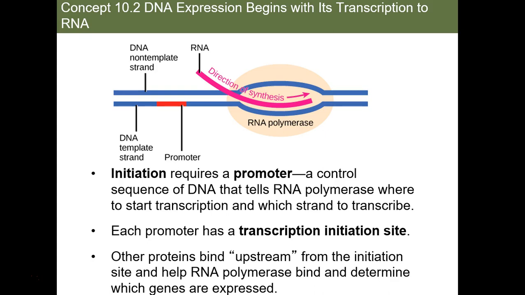Initiation is the first step of transcription. Initiation requires a promoter, which is a control sequence of DNA that tells RNA polymerase where to start transcription and which strand to transcribe. Each promoter has a transcription initiation site where the RNA polymerase will bind. Other proteins will bind upstream from where RNA polymerase binds to help determine which genes are expressed.